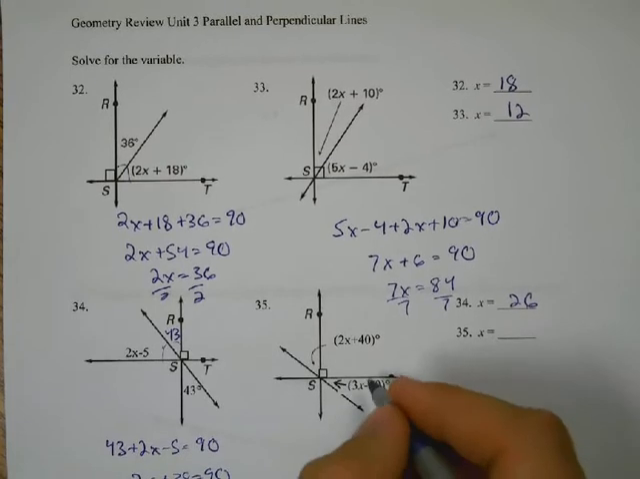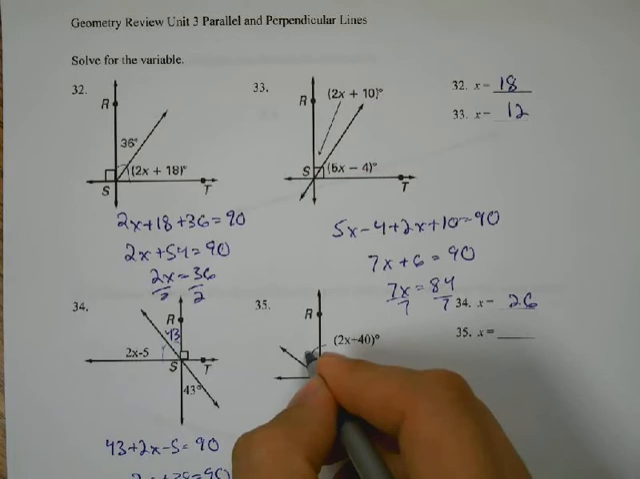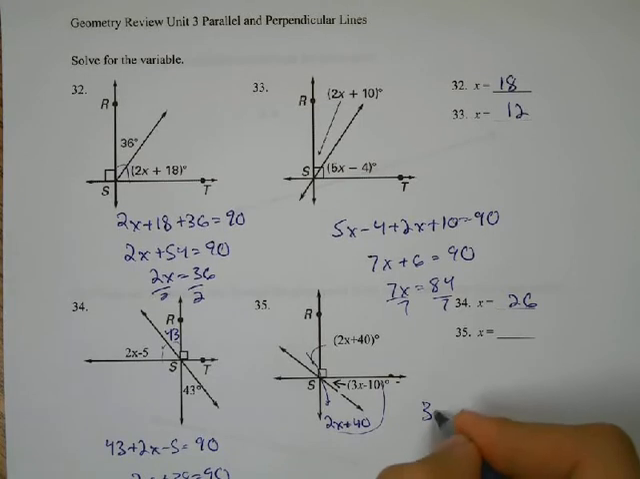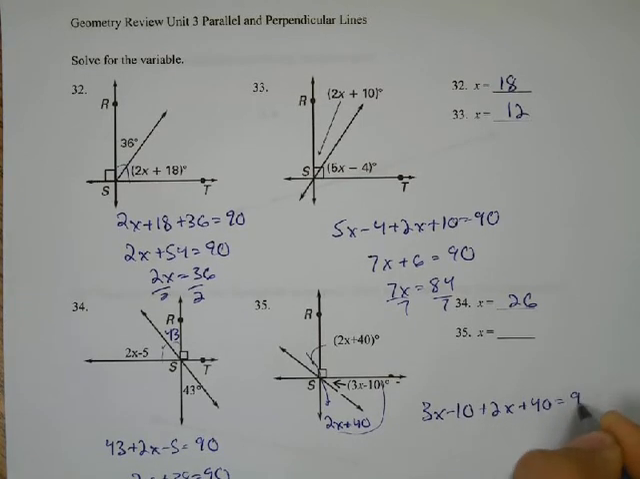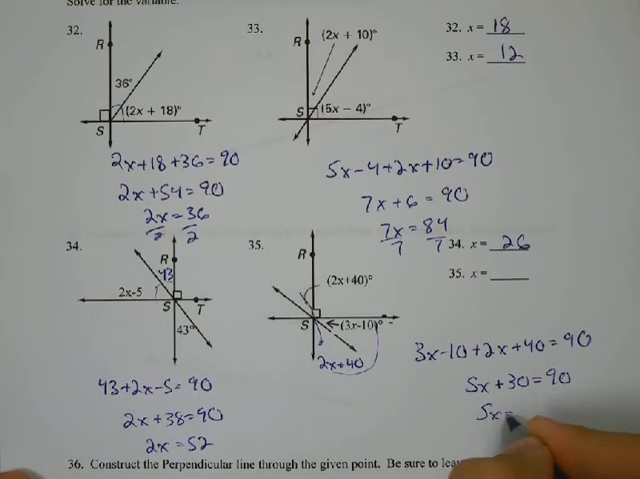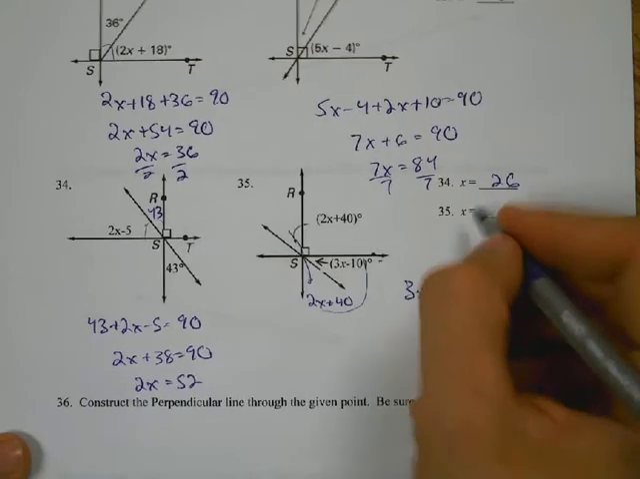Right here, again, using vertical angles, I've got 2x plus 40. I'm going to slide it down into here to give me another 2x plus 40 down here. These two are complementary. So 3x minus 10 plus 2x plus 40 is equal to 90. This gives me 5x plus 30 is equal to 90. Let me slide that up. 5x plus 30 is equal to 90. So 5x is going to be equal to 60. Pull that 5 off, and you'll get x is equal to 12.